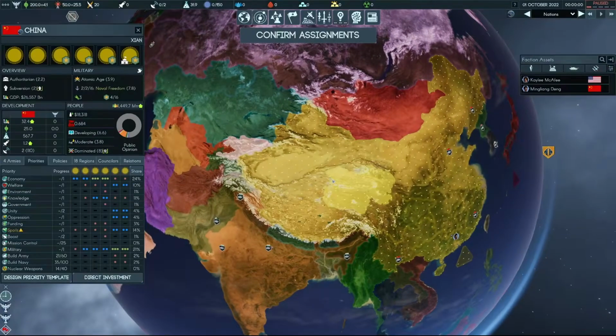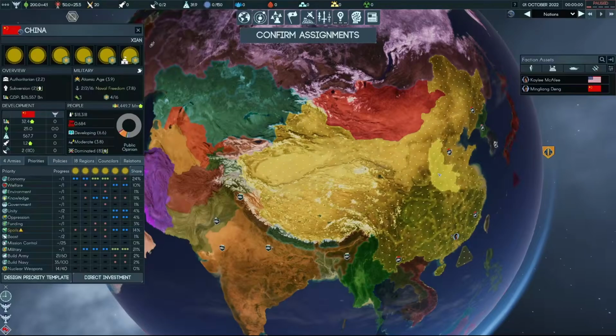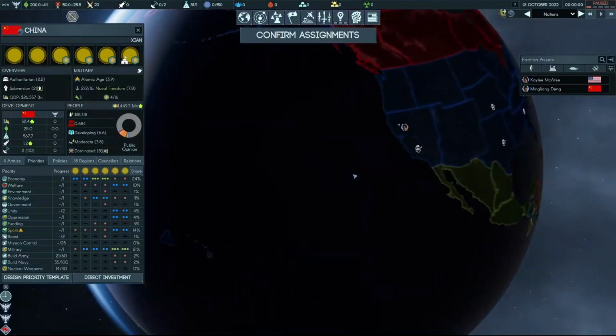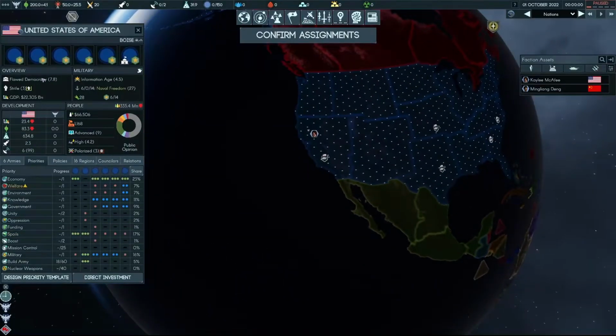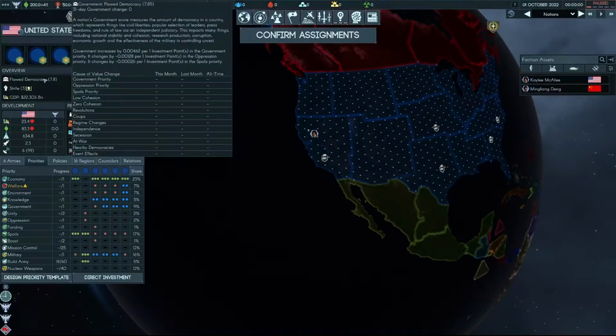Next one: government score. The higher your government score is, as long as it's above 1, it'll increase research output. There are no diminishing returns. So the higher your government score is, up to the 10 of the full democracy, the better your research will be.